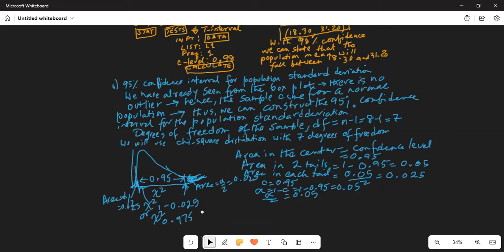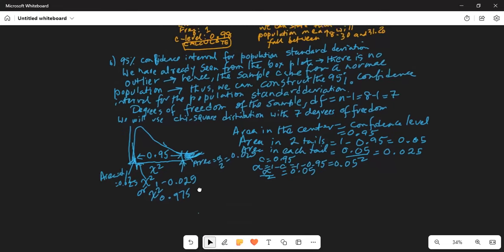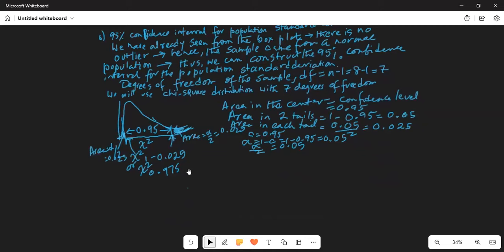How about the critical value on the right? Let's do it this way. I will first erase this arrow over here, and I will draw another arrow to indicate that critical value.